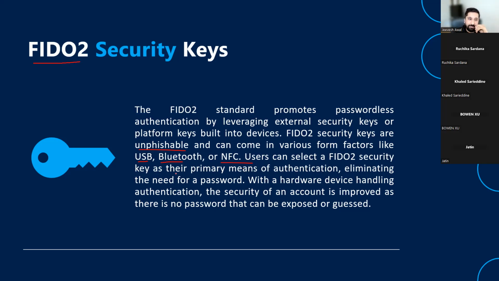A very good example of FIDO2 security would be, for example, you might have seen a lot of hotel keys being used which work wirelessly. So obviously they have some critical information that allows you to open the door, and there's some communication that happens between the lock and the key. So you could be using either Bluetooth or NFC or USB. This is a very secure form of authentication. Let me tell you why.